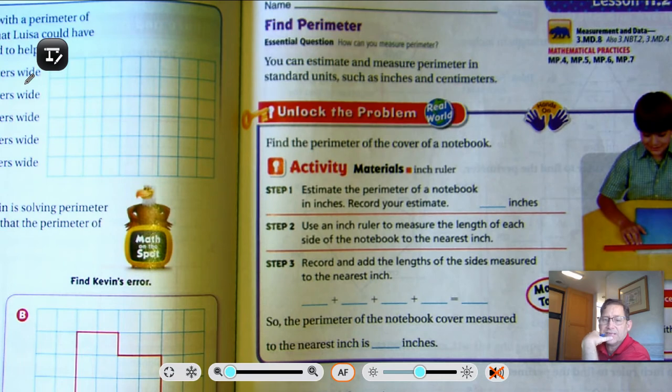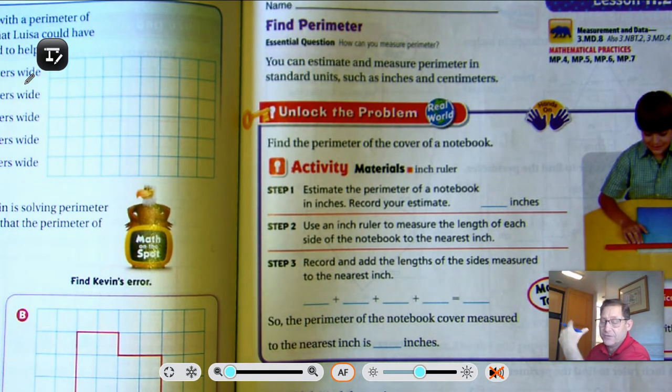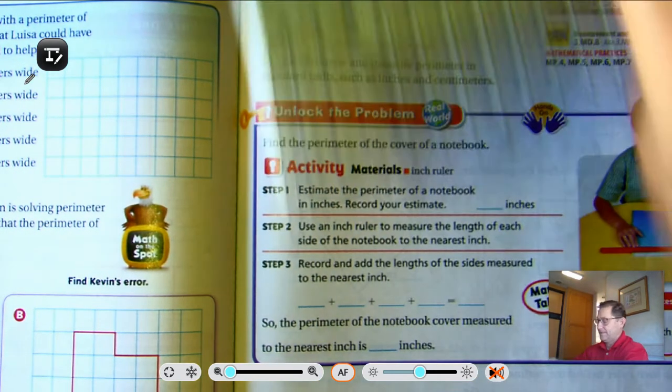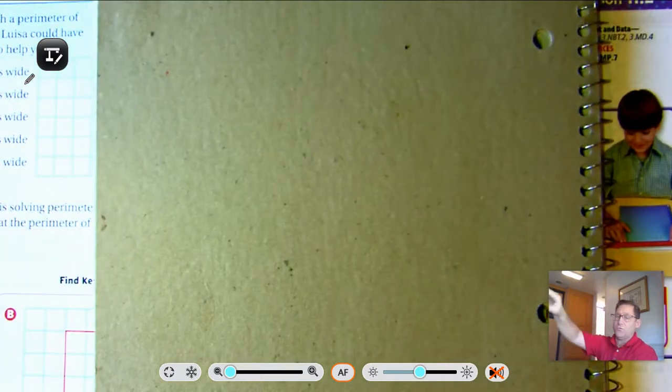So you'll need to find some type of notebook, and you'll also need an inch ruler that has inches as well as centimeters on it. You'll want to pause while you collect those items. Now, once you have your item, let's estimate the perimeter of our notebook.